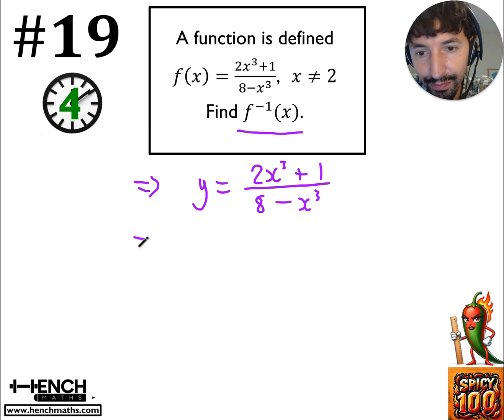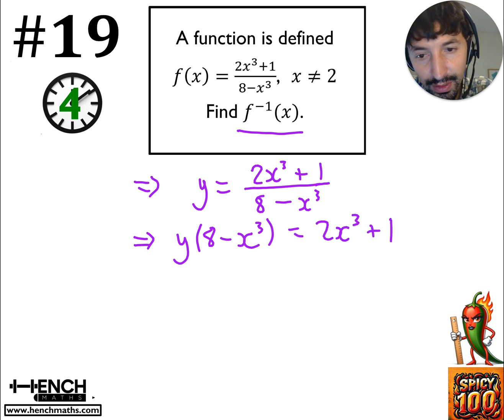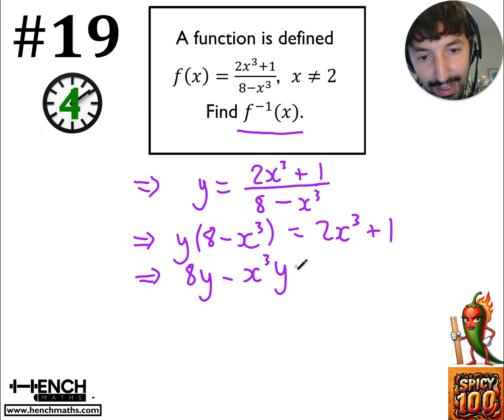To do that, what we could first do is multiply up to the other side. So we get y multiplied by (8 subtract x cubed) is equal to 2x cubed plus 1. So we multiply our brackets. So we get 8y subtract x cubed y is equal to 2x cubed plus 1.